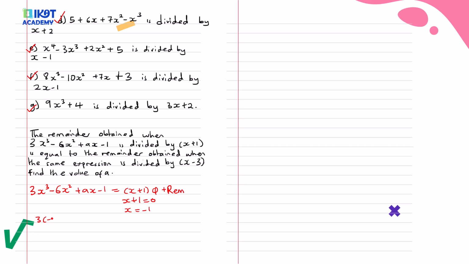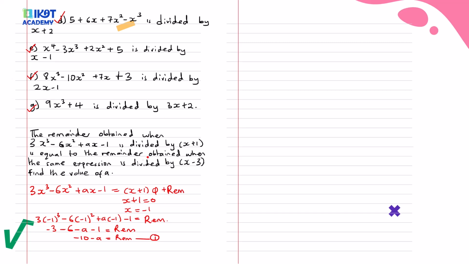We then substitute. Get 3 times negative 1 cubed minus 6 times this squared plus a into negative 1 minus 1 is equal to the remainder. So here we have negative 3 minus 6 minus a minus 1 is equal to the remainder. So this is minus 3. This becomes negative 10 minus a is equal to the remainder. So this is the first remainder, because they say the remainder obtained when this is divided by this. So this is the first.